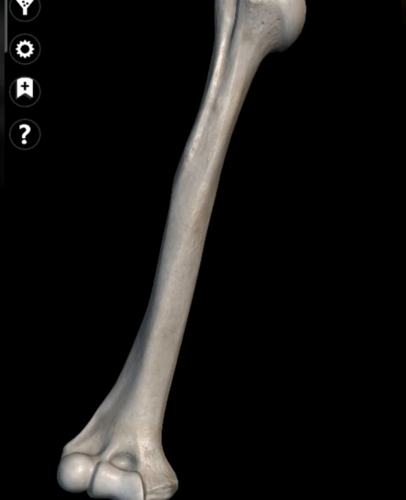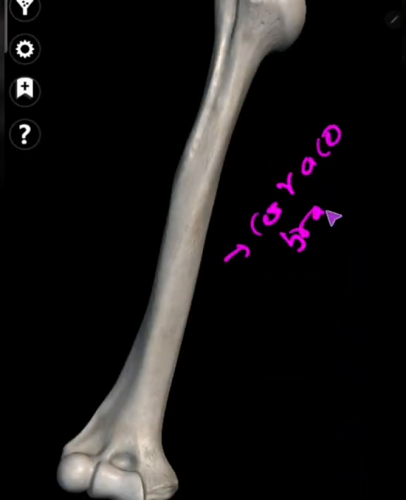Next, let us talk about the 3 muscles present in the anterior compartment. What are they? They are coracobrachialis, biceps brachii, and brachialis. The name itself suggests where coracobrachialis originates. It originates from the coracoid process of the scapula and gets inserted on the medial shaft of the humerus, on the medial side. That is coracobrachialis.